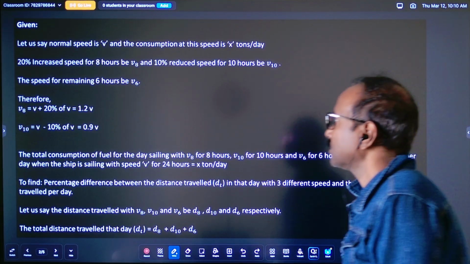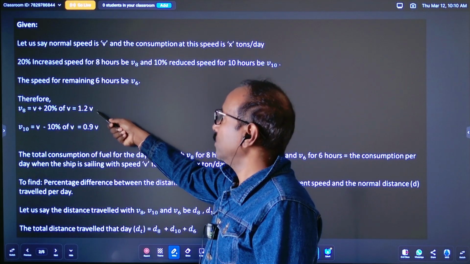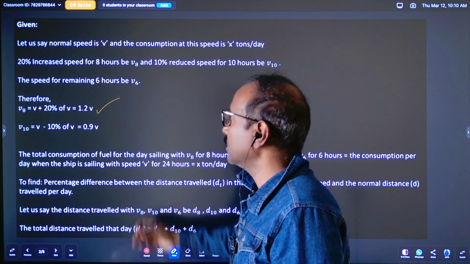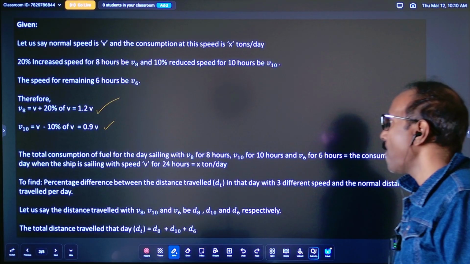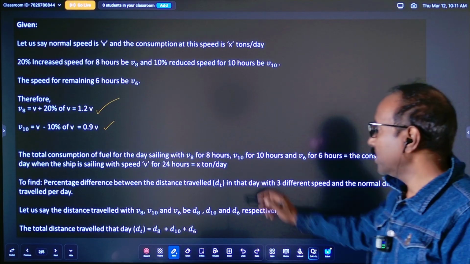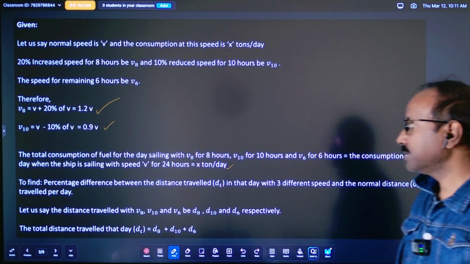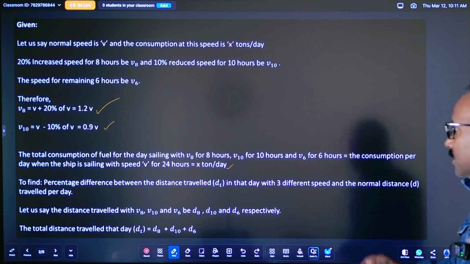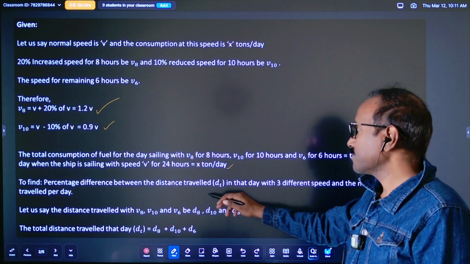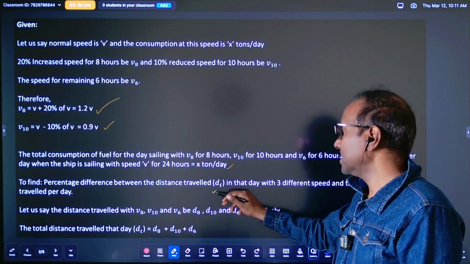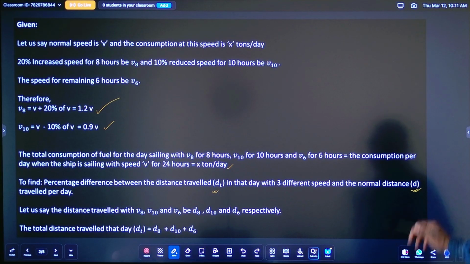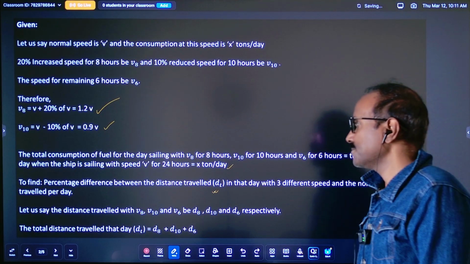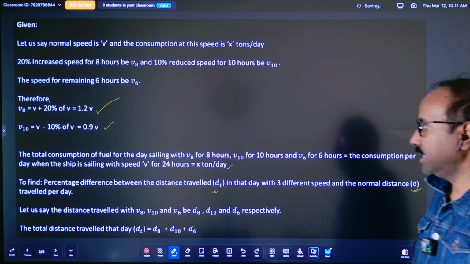The same way, 20% increased speed, 10% reduced speed, normal consumption extent per day. The percentage difference in distance traveled, if you take it as dt, and normal distance traveled d. So this you have to find.